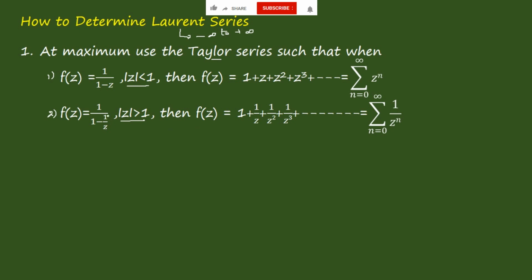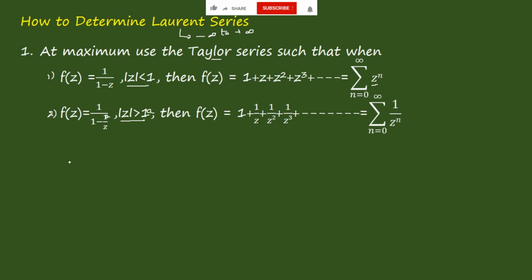Okay, we can also keep a value here, then we can say that mod z should be greater than e, or so on. Now the Taylor series expansion in the case of mod z less than 1 is 1 plus z plus z square plus z cube, which is equal to the summation of n equal to 0 to infinity z power n. Now if you consider mod z greater than 1, then f of z is equal to 1 plus 1 by z plus 1 by z square plus 1 by z cube and so on, which is the summation of n equal to 0 to infinity 1 by z power n.